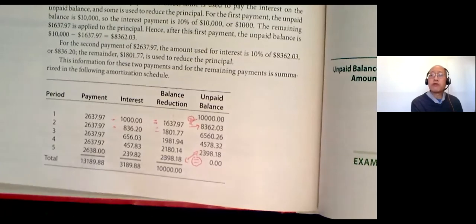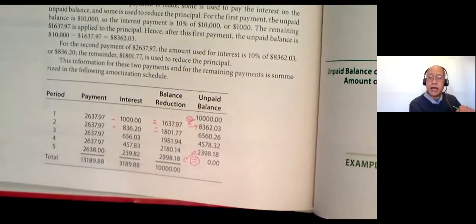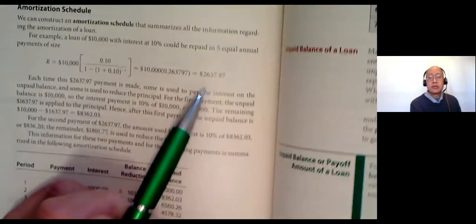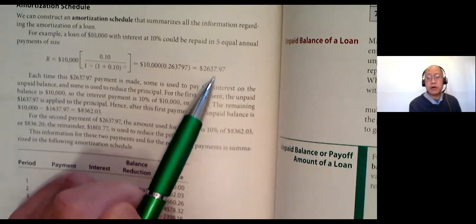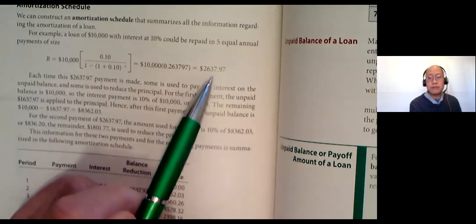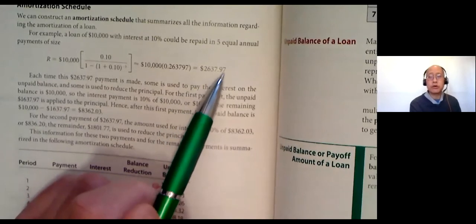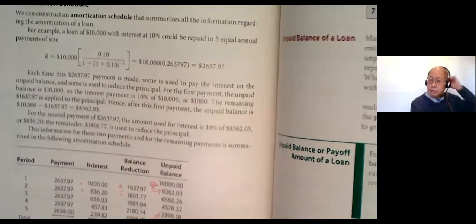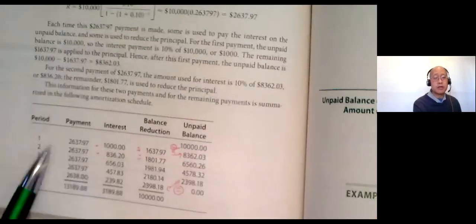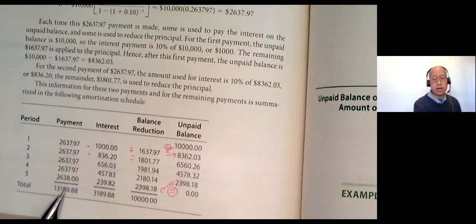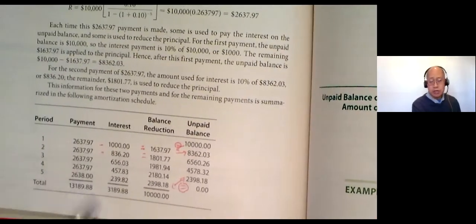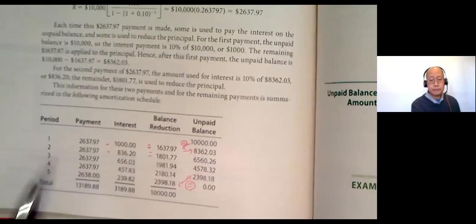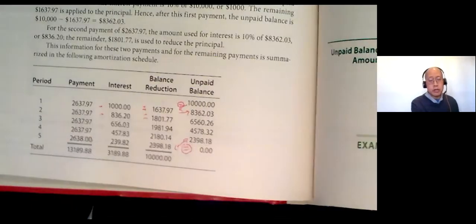Okay, remember we're rounding off. When you punch it in the calculator, it's probably not 2637.97. Maybe it's 2637.968425316 or something like that. If we had money that literally goes that far, then the payments will be exactly the same all the time. Since there's a rounding off error, you might be off by a few pennies. Okay, and these are all the totals.